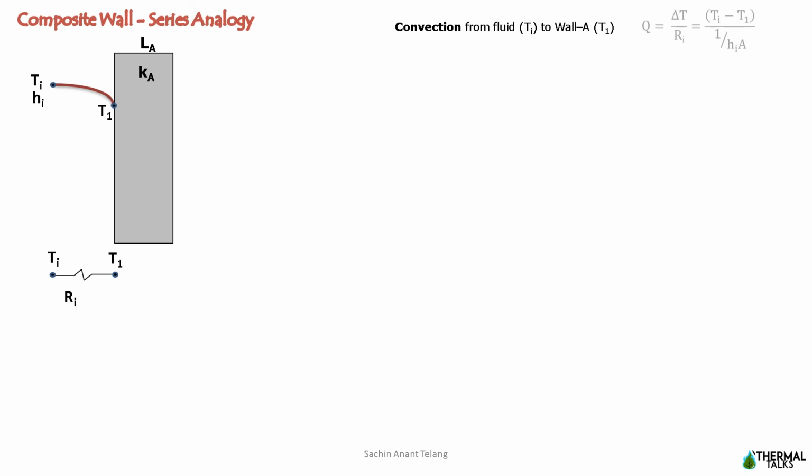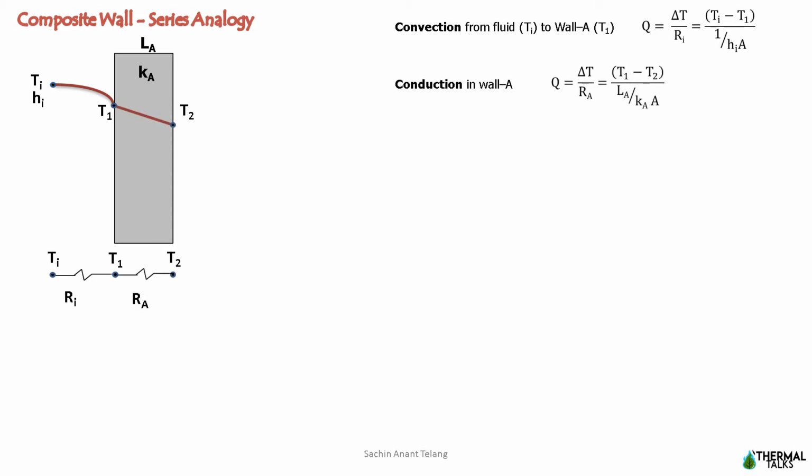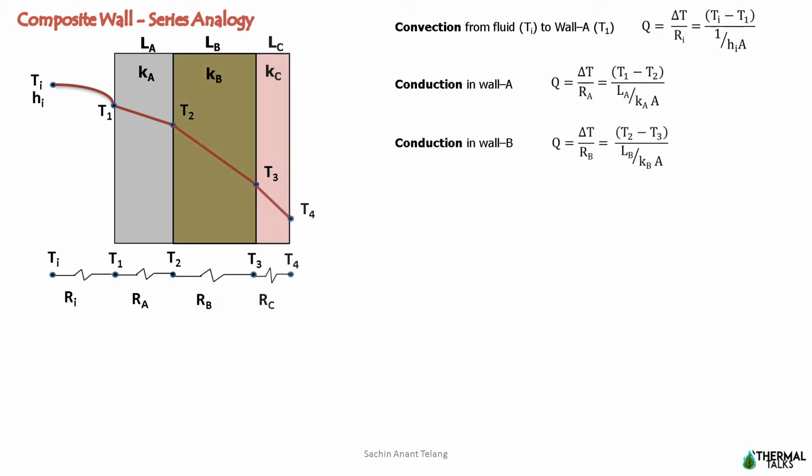With applying thermal resistance across all the mediums, that is, at first convection happens from hot fluid to the inside surface of wall A. Then conduction across wall A. Subsequently, conduction across wall B and wall C. And finally, convection occurs from wall C to outside fluid.